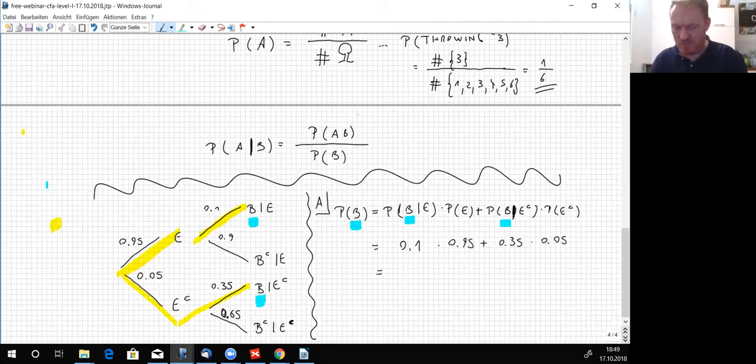0.1 times 0.95, of course, could be done without any computer. 0.35 times 0.05 is 0.0175, plus the one that we computed before, leading to 0.1125. Isn't that a cute answer? It is, you will say. It truly is. So answer A is a true answer.